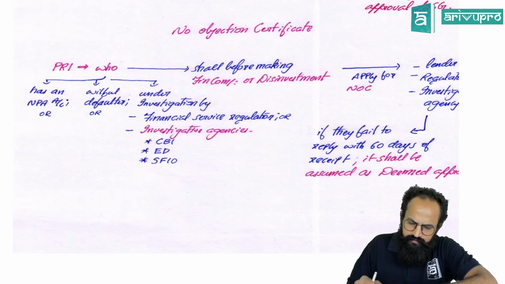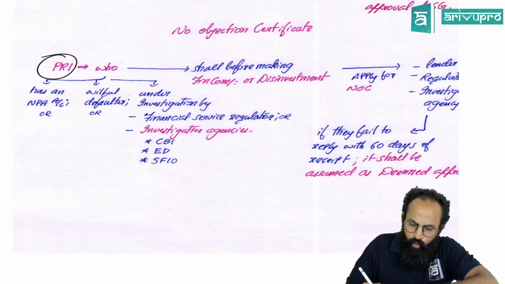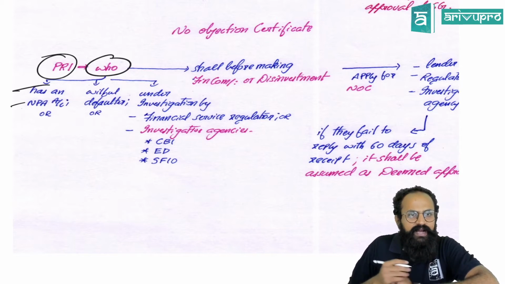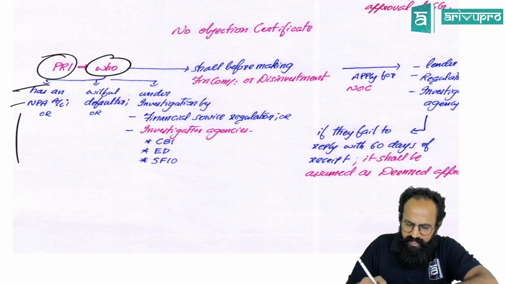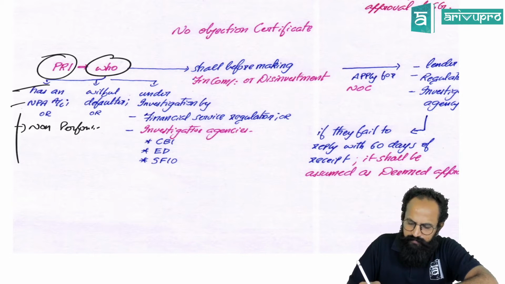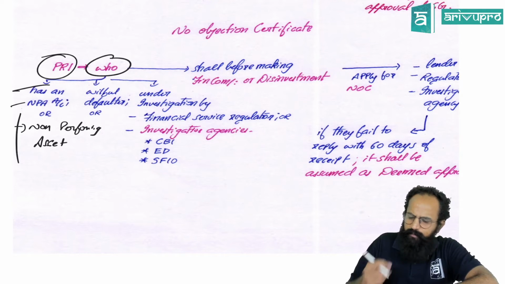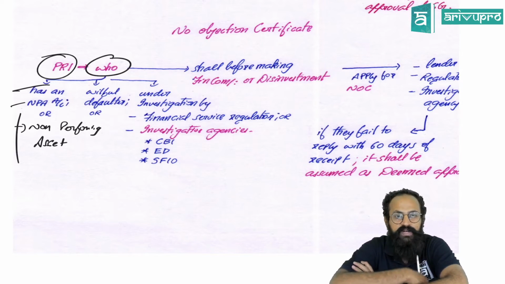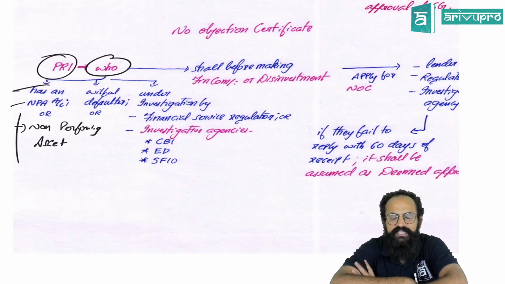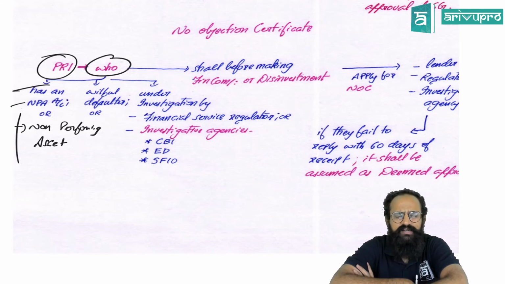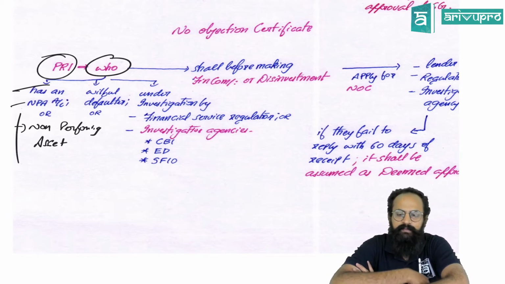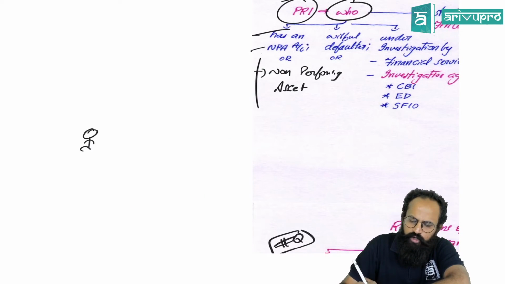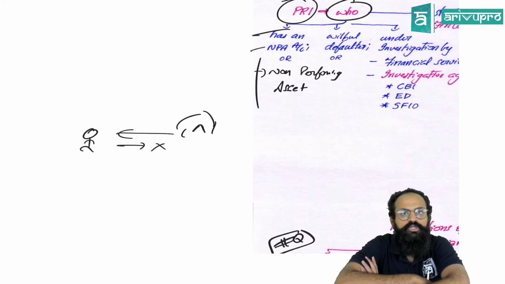See here, when a PRI who has an NPA account. What is an NPA account? NPA means non-performing asset. If you remember, in your setting up of business entities, there was something called SARFAESI. This is non-performing asset. In short, I'll tell you what it is. Imagine Vijay Mallya has borrowed loans from banks. Sir, Vijay Mallya never repaid this loan to the banks.